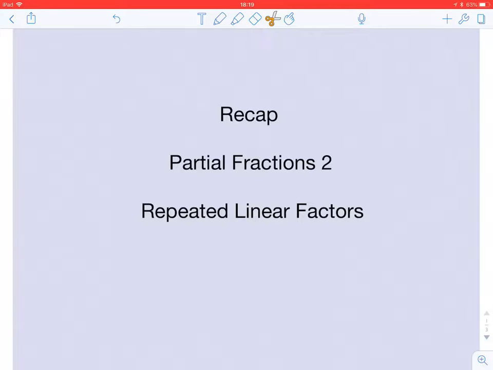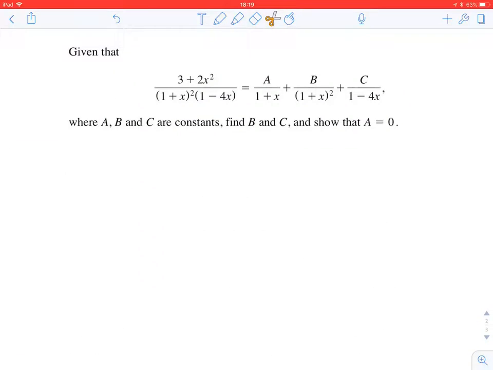This is the second of two recap videos on partial fractions. And in this video, we will look at a single example that has a repeated linear factor in the denominator. (3 + 2x²) over (1 + x) all squared times (1 − 4x). So it's the 1 + x that's the repeated linear factor because it's squared.